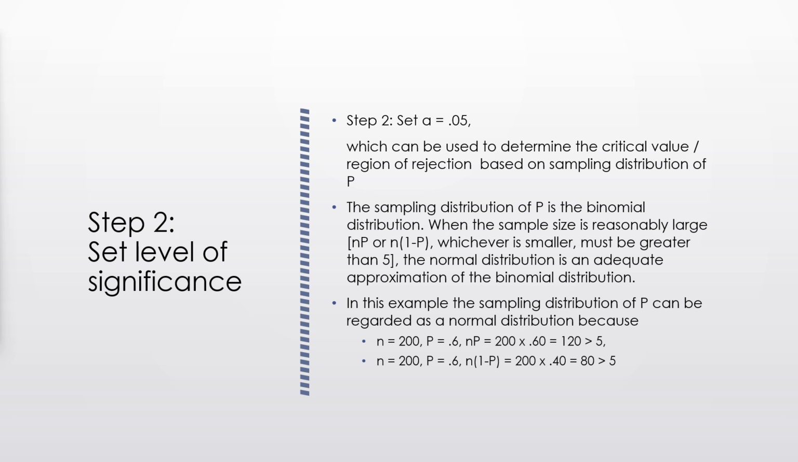So how do we decide whether a sample is large enough? We check the product of the sample size n and the proportion p, as well as the product of n and 1 minus p. As long as the smaller of the two products is greater than 5, the normal distribution can be used as the sampling distribution. In our example, with n equals 200 and p equals 0.60, this condition is met.